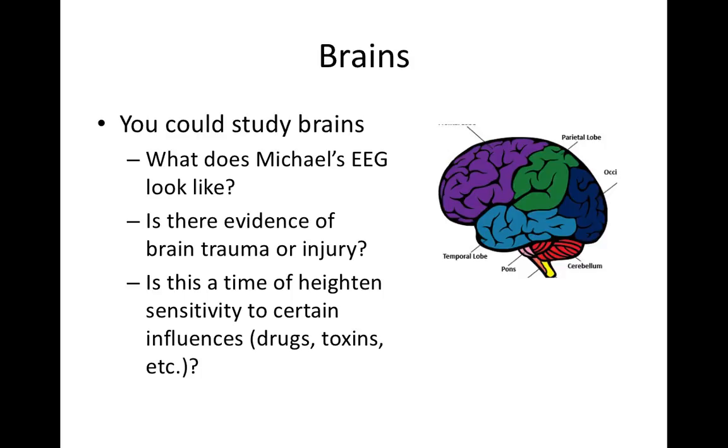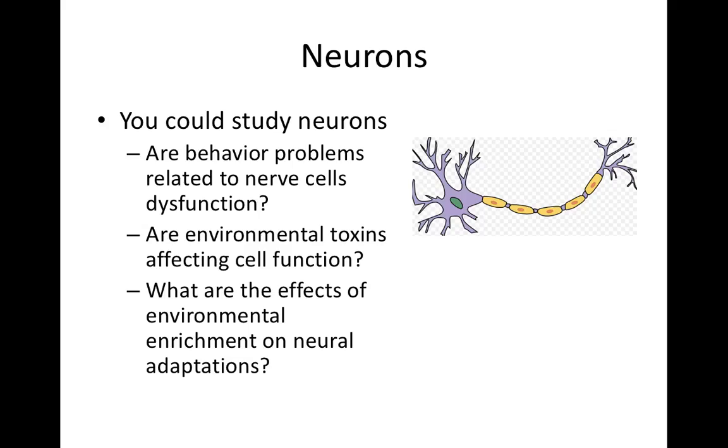We could ask more general questions like, is this period in Michael's life a time of heightened sensitivity to certain influences, like drugs or toxins, and so on. We could also study neurons. We could study at the level of nerve cell dysfunction. Are his nerve cells, are his neurons firing properly? Are there environmental toxins affecting this cell function?